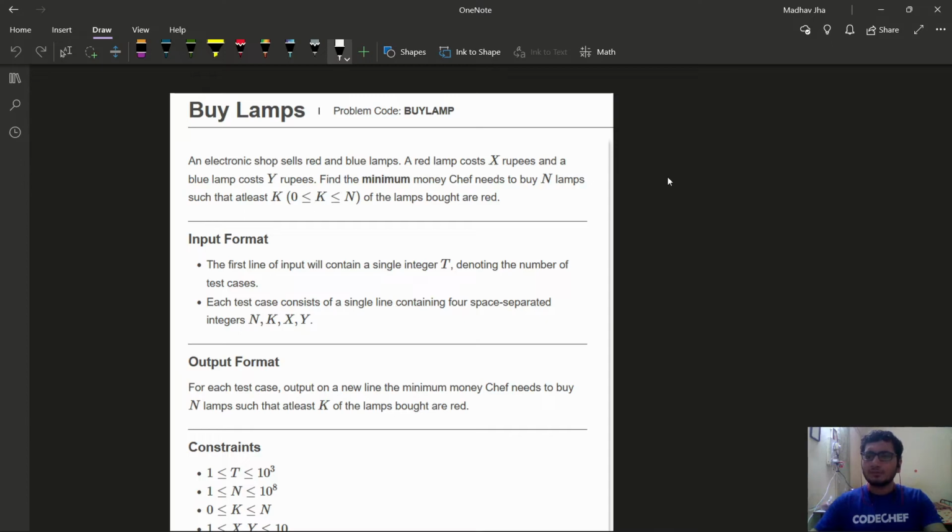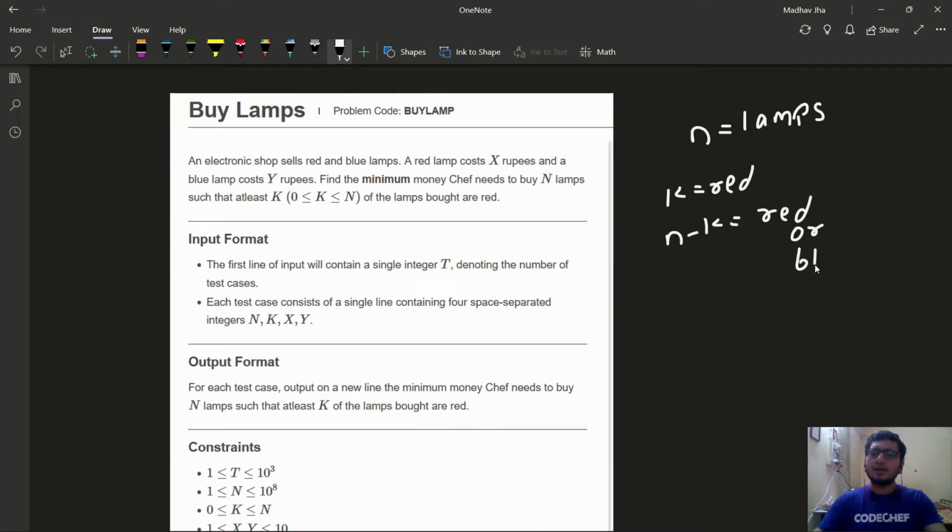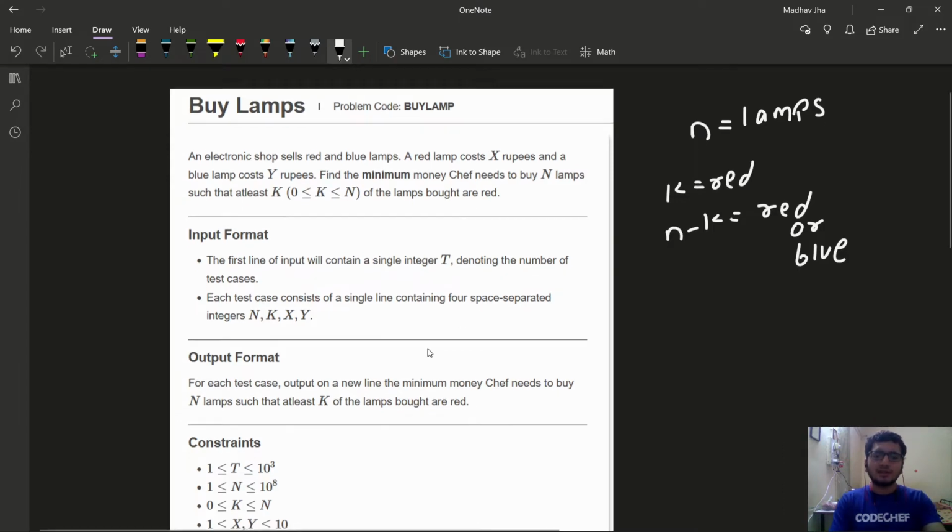In short, we need N lamps. In these N lamps, K have to be red, and the rest, N minus K, can be red or blue. The input format is simple. We will have t test cases, and after that each line will contain n, k, x and y. For output, we have to output the minimum money that Chef will need to buy n lamps, in which, as we saw, k should be red.